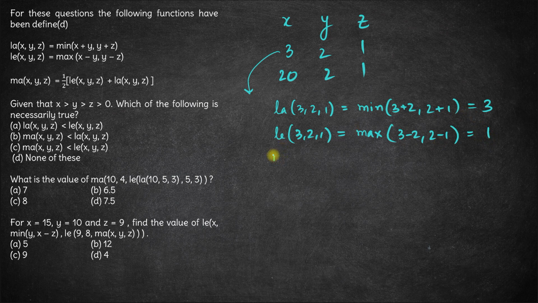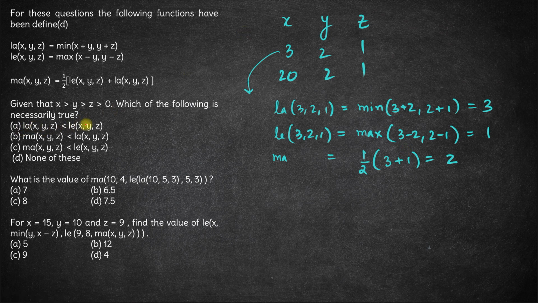No issues. Now what is MA? MA(x,y,z) is effectively half of LE(x,y,z) plus LA(x,y,z). So half of 3 plus 1. Half of 3 plus 1 is 2 here. Now let's see which of these options is correct.